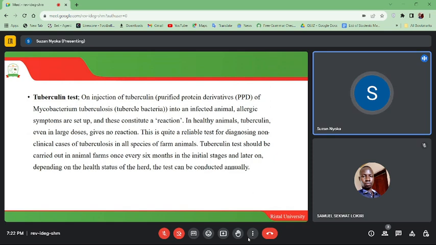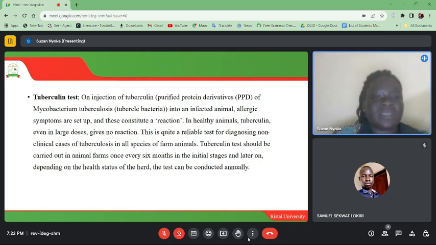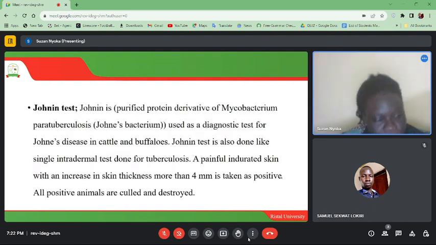Yeah. And this tuberculin test is a test to detect tuberculosis present in animals. So it needs to be done at least yearly. So it's also a way of preventing wider spread of this disease. And then the Johnin test.